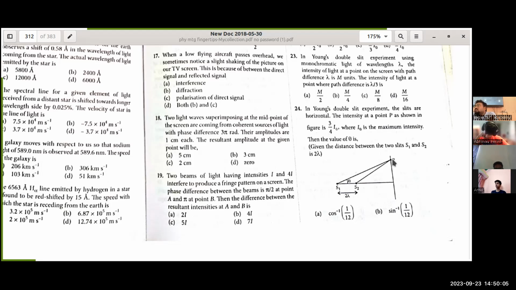पूरा एक होता है 360, वो होता है लैम्डा. तो 60 degree लैम्डा बाय 6 हुआ ना.